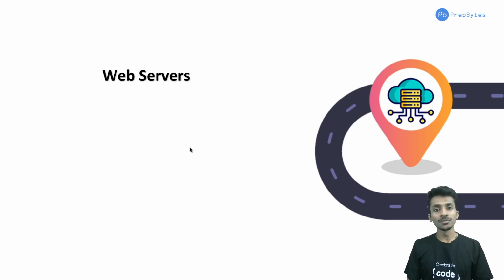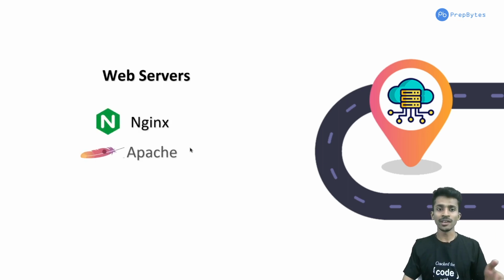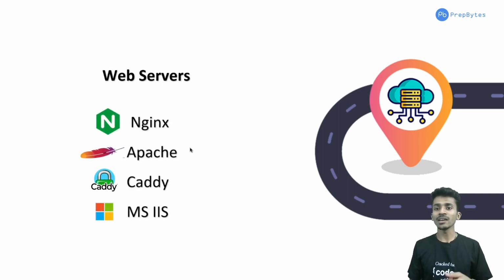There are several options available within the market, the most common ones being Nginx, Apache, Caddy, and Microsoft IIS. These are the most common web servers in use. There are tons and tons of other web servers available as well, but these are the most common ones.